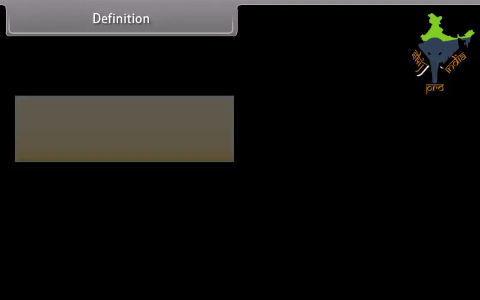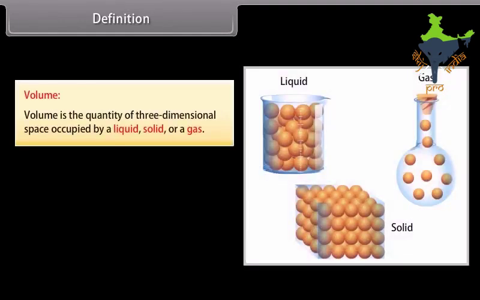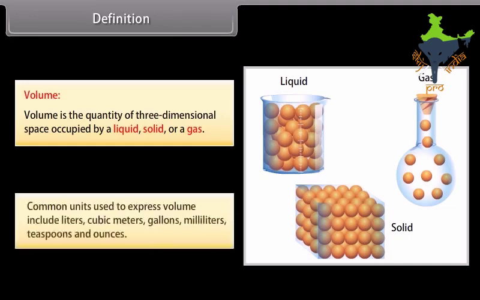Definition. Volume is the quantity of three-dimensional space occupied by a liquid, solid, or gas. Common units used to express volume include liters, cubic meters, gallons, milliliters, teaspoons, and ounces.